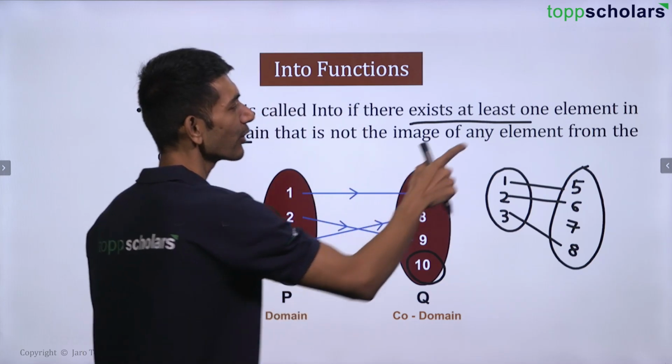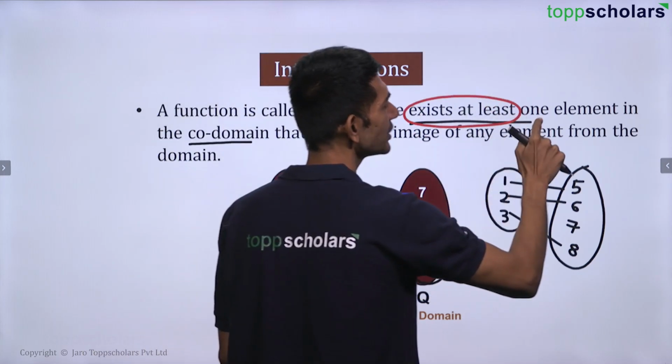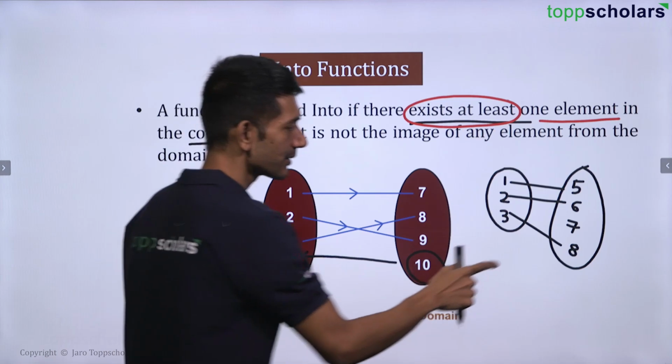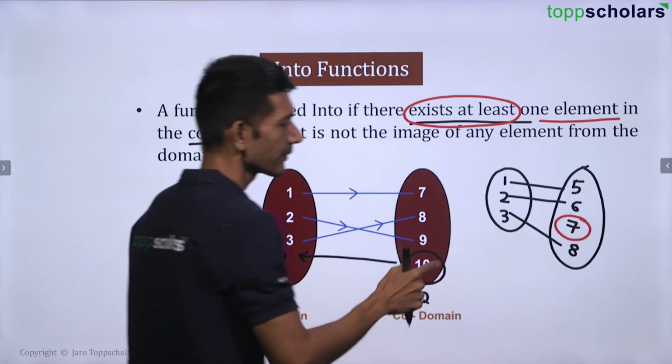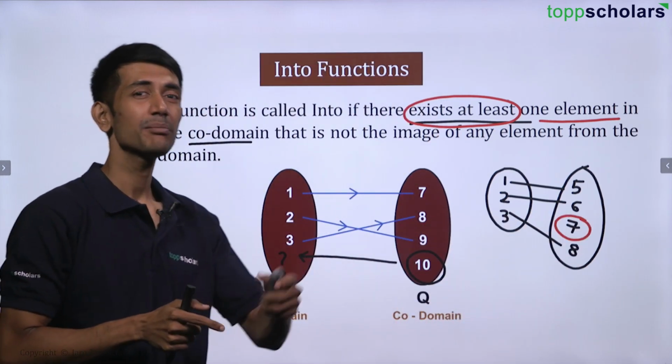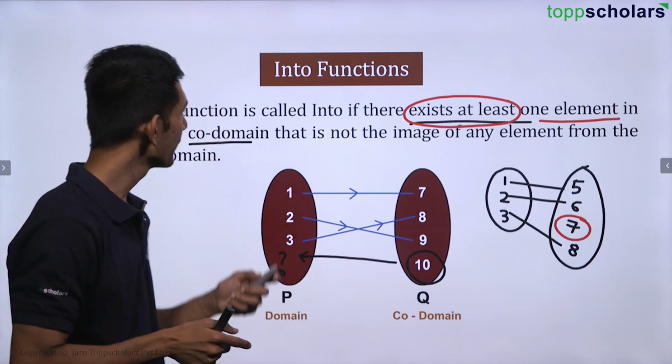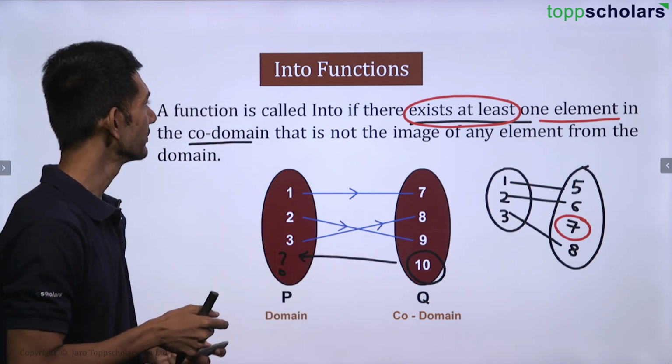Why into? Because there exists at least one element in the codomain that is not having any pre-image in the domain, right? So this is an into function.